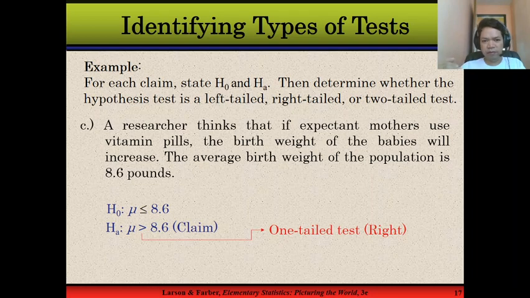Okay, clear po ba yung 3 examples? Sana clear sa inyo. How to identify first the type of test at kung nasaan yung claim. Kasi ang claim pwede na kay null, pwede na kay alternative hypothesis. Depende yun sa problem. Okay?